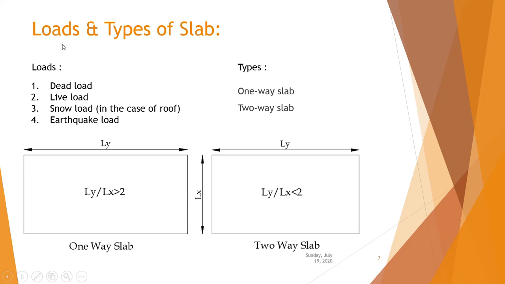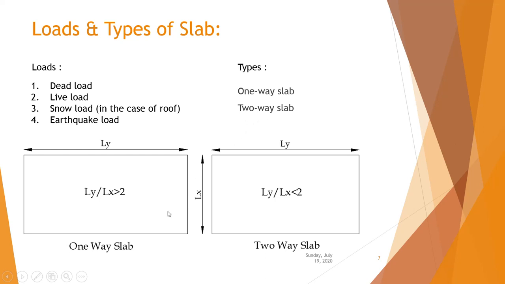Now we can go to the loads and types of slab. What are the loads that can come to the slab? Actually, we have the dead loads, live loads, we can have snow loads in case of the roof, and we can have the earthquake load in case of earthquake. And what are the types of slab? Types of slab are the one-way slab and the two-way slab. And actually I put here small figures for each one, for the one-way slab and for the two-way slab, to explain a little bit about the procedure.